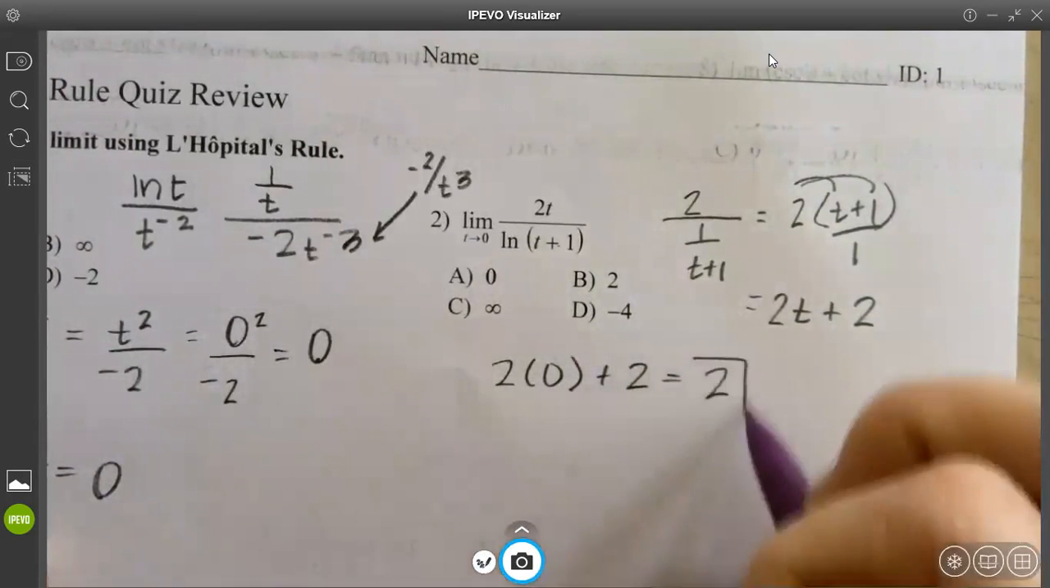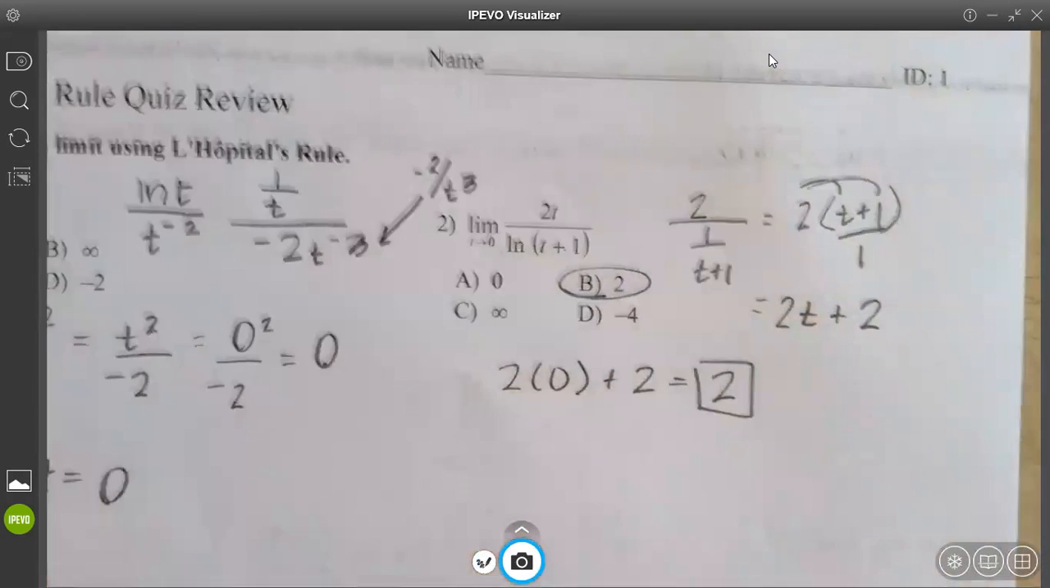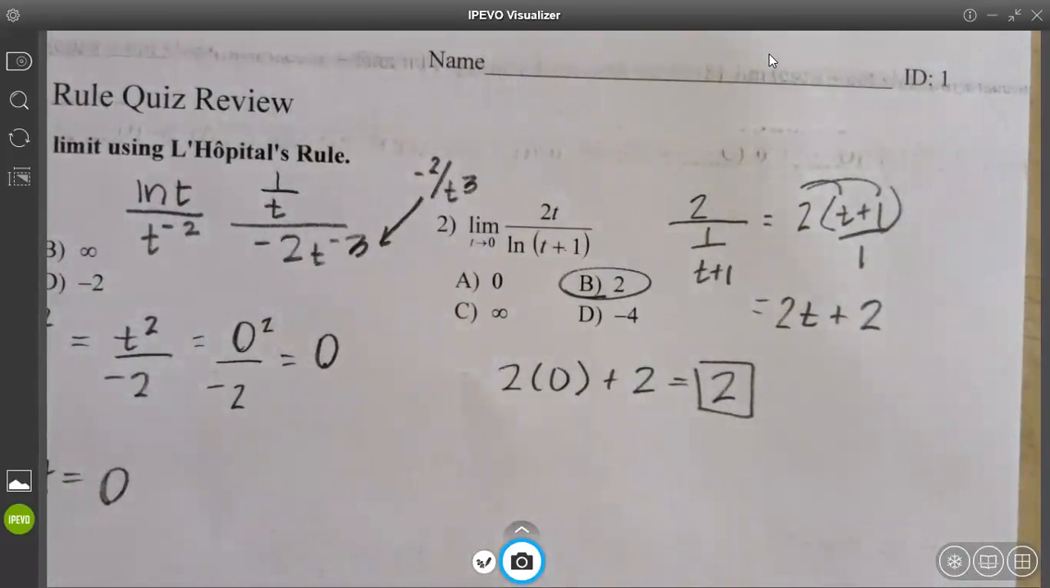Almost had it. You're real close. She was yelling at me, telling me it was 4 yesterday. She was like, "You're wrong." Is everybody good?